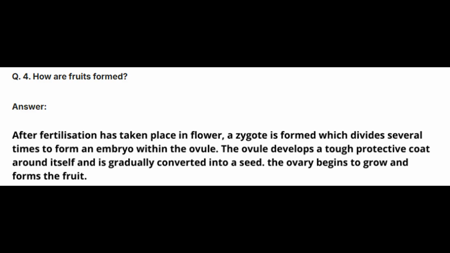Question 4. How are fruits formed? Answer. After fertilization has taken place in a flower, a zygote is formed which divides several times to form an embryo within the ovule. The ovule develops a tough protective coat around itself and is gradually converted into seed. The ovary begins to grow and forms the fruit.